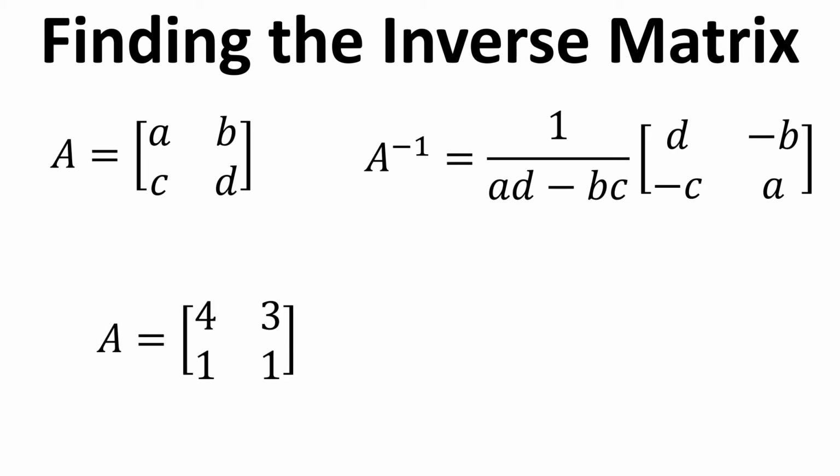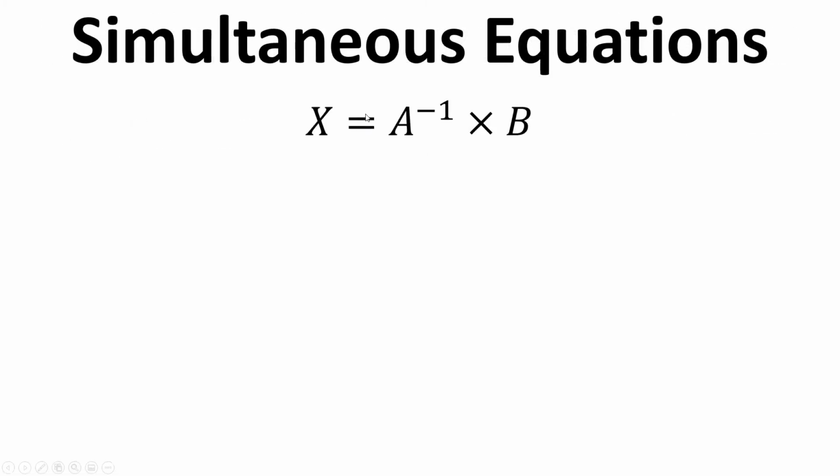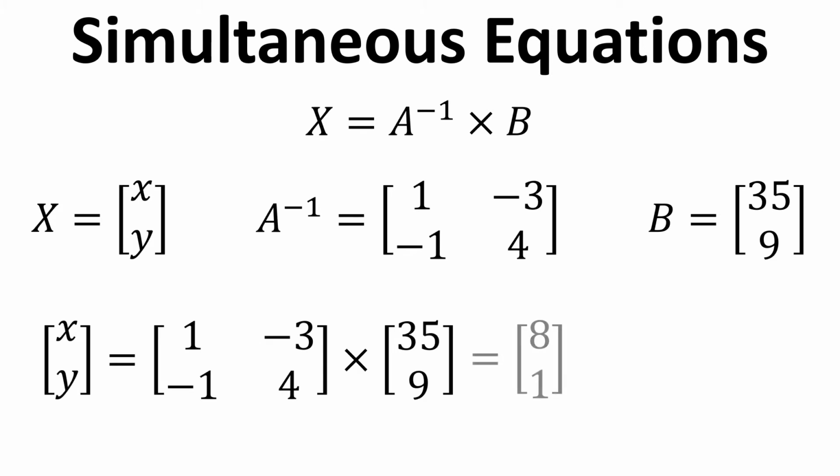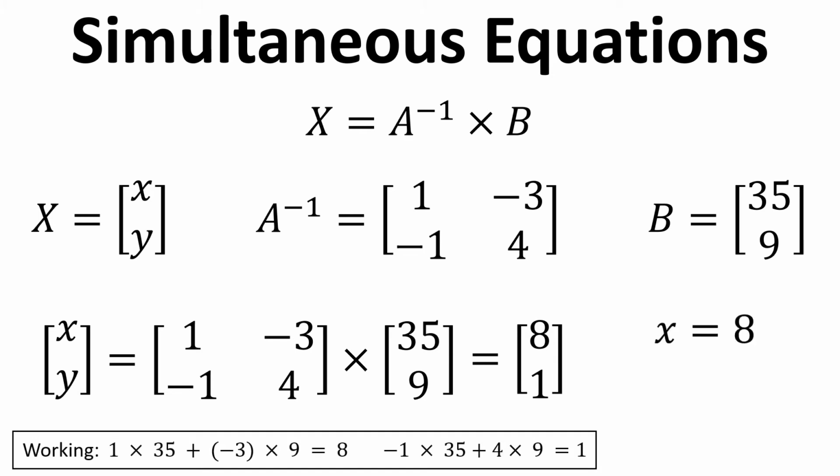So A equals 4, 3, 1, 1, and the inverse is going to be 1, minus 3, minus 1 and 4, and we can work that out using this equation here as shown in an earlier video. And so now we're ready to solve this because we've got matrix x, which is x, y, the unknowns. We've got the inverse and we've got the answer matrix B. So if we multiply these together we get the answer matrix 8, 1. So that means that x equals 8 and y equals 1.